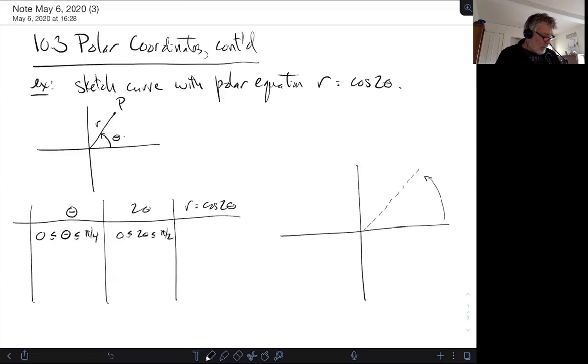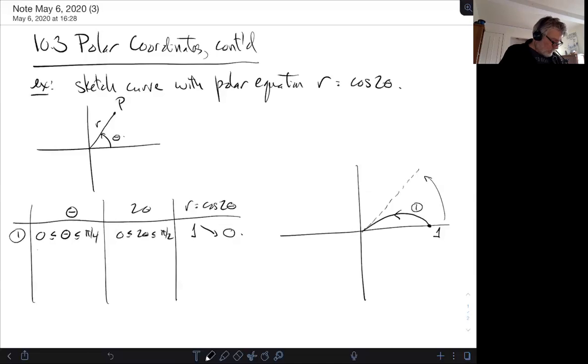What happens to r? It starts at 1, sorry, it goes down to 0 when theta goes from 0 to pi over 4. So we start at 1, and as the angle increases, the radius decreases down to 0. So this should be going something like that, roughly. So when we hit theta equals pi over 4, r is now 0. That's the first part of our curve right here.